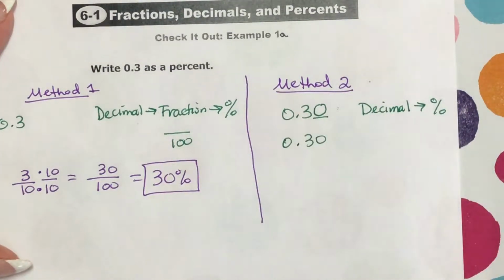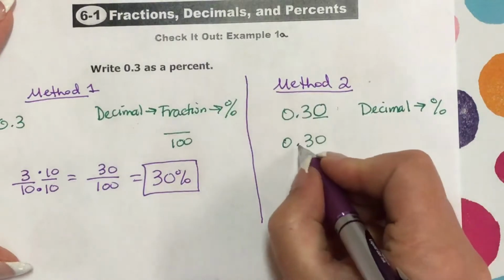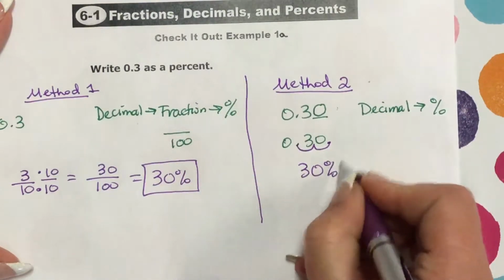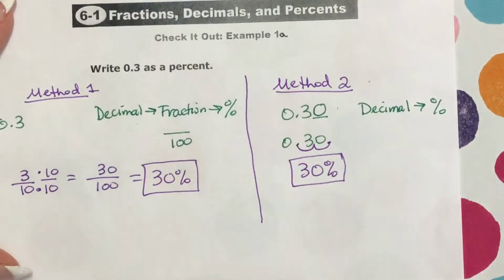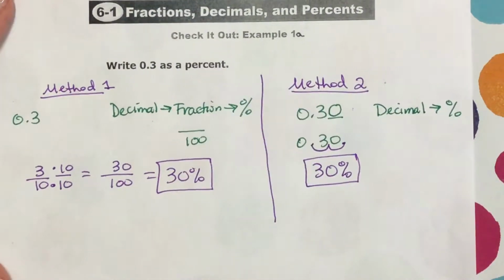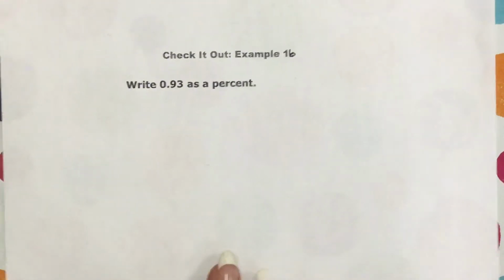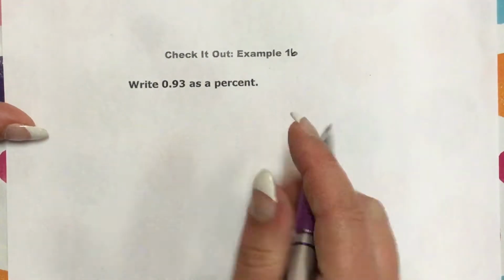And the rule states that all we need to do is move this decimal 2 places to the right. We end up with 30%. So 2 different ways to do the same thing. So if you got that one right, great job. Let's go ahead and we're going to do the same thing for example 1B.